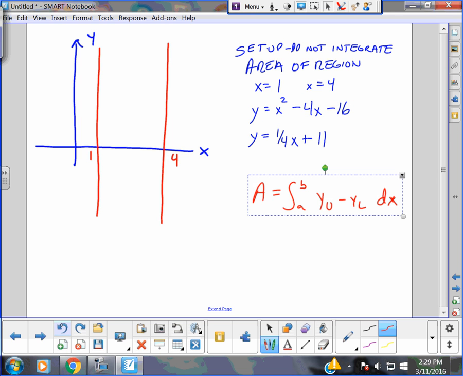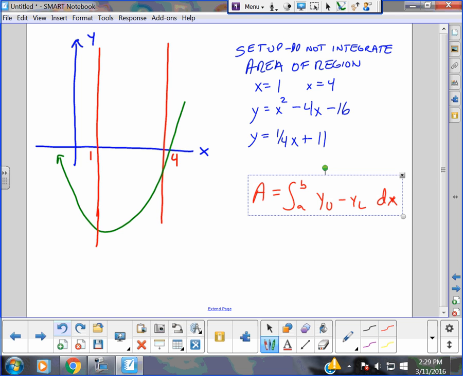If I do the parabola, we all should be able to see that the y-intercept is negative 16. X squared is positive, so it opens upward. Well, if that's negative 16 and opens upward, it's going to look something like this. And I don't even care if it's perfect or not, all right? I just know it's way down here.